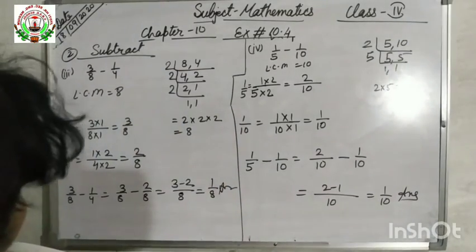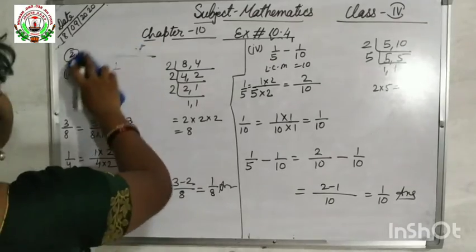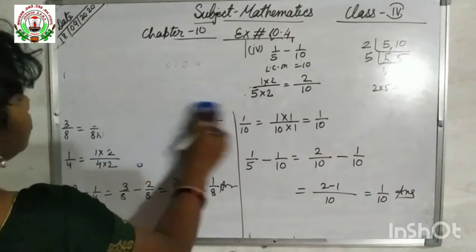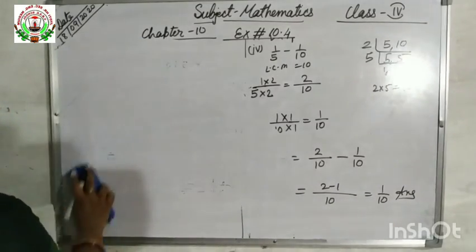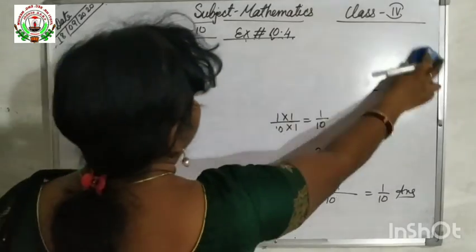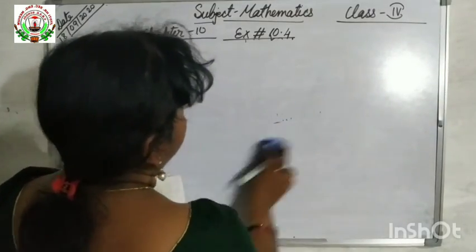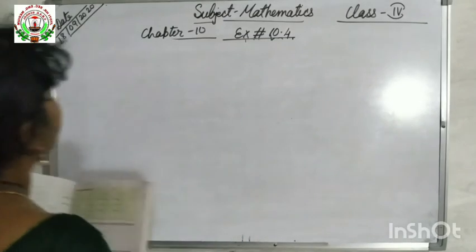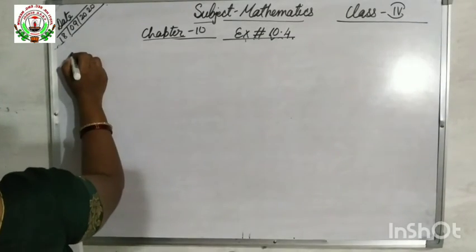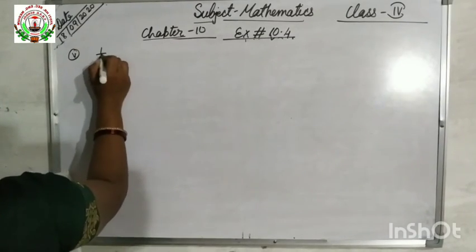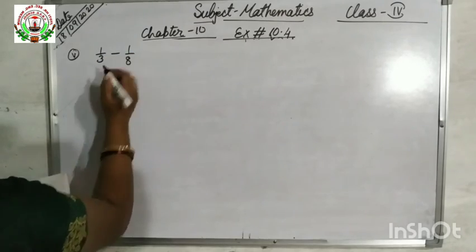Now one more question we will do. All the questions are same. Many of the questions are given here, so you will try to do. It will be your homework. Question 5 I am doing. I am solving question number 5, that is 1 by 3 minus 1 by 8.